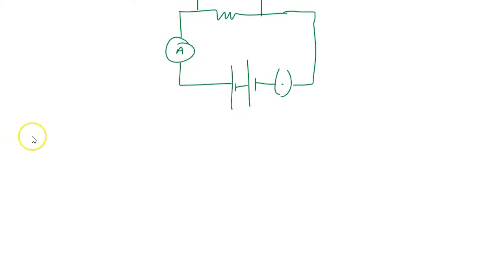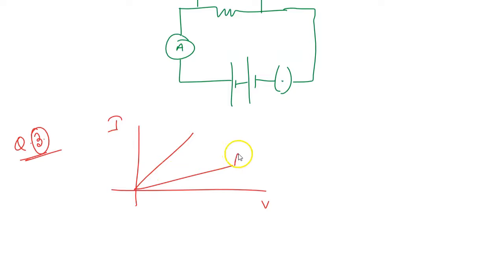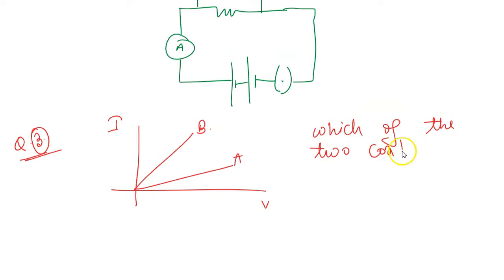Okay. The third question, which is quite important. So here we have a graph given to us. This is V and this is I. So this is A and this is B. This is the graph of two conductors A and B. We need to find which of the two conductors has high resistance.